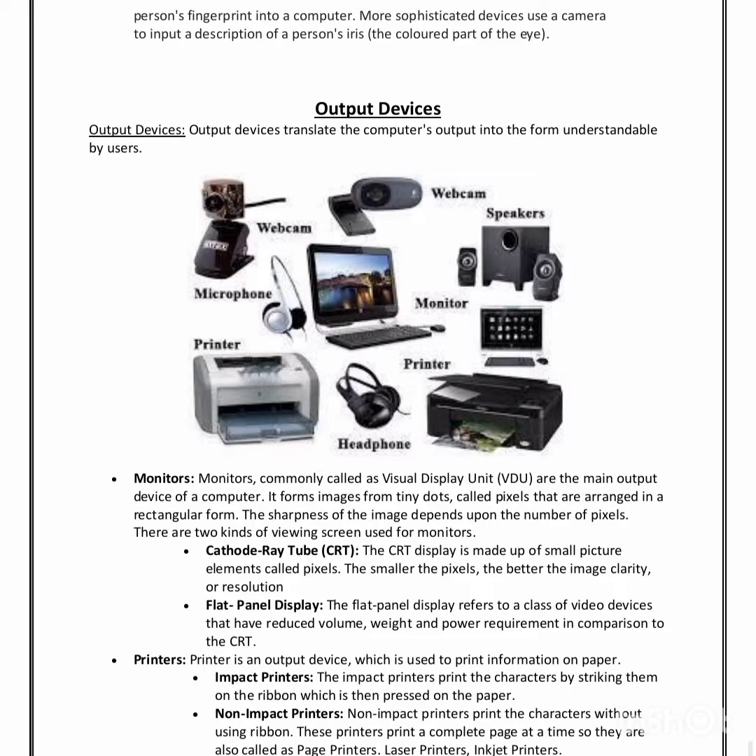Next, printers. Printer is an output device which is used to print information on paper. There are two types of printer: impact printers and non-impact printers. So, impact printers. The impact printers print the characters by striking them on the ribbon, which is then pressed on the paper. And non-impact printers. Non-impact printers print the characters without using ribbon. These printers print a complete page at a time. So, they are called page printers, laser printers, inkjet printers.